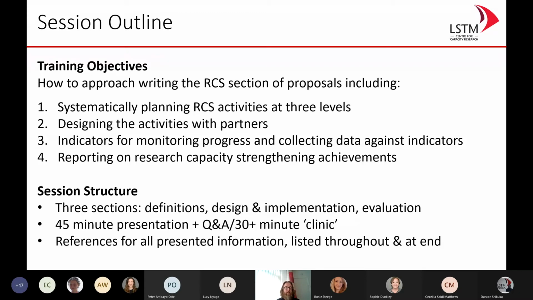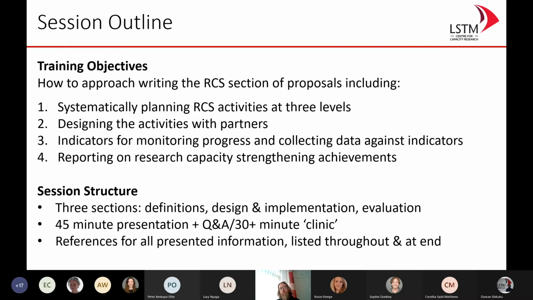The session structure, I'll be meeting those objectives over 3 sections. The first focuses on definitions of RCS. We then move to design and implementation questions, and thirdly, evaluation. This will largely be a presentation format following these slides for the first 45 minutes, although I will ask some questions from time to time.